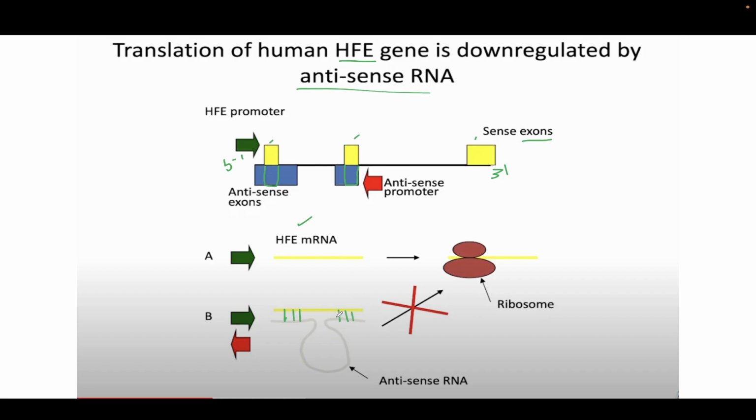So in that case, this double-stranded RNA will not undergo the translation process by the ribosome. Only the single-stranded RNA, the HFE mRNA, will undergo translation by the ribosome to produce the protein. But if this is a double-stranded RNA, that will hamper the translation process, that will stop the translation process. Understood? That's why ribosome translation got hampered and it will not produce any protein.